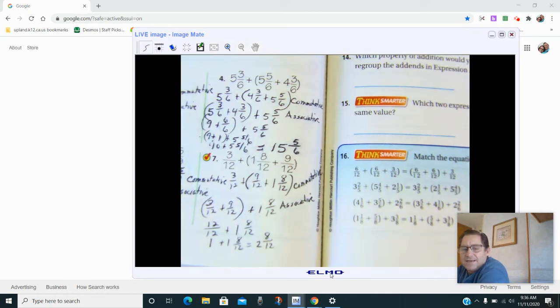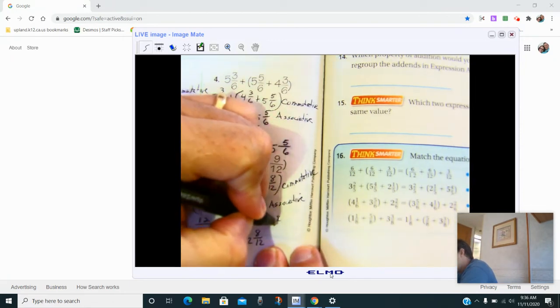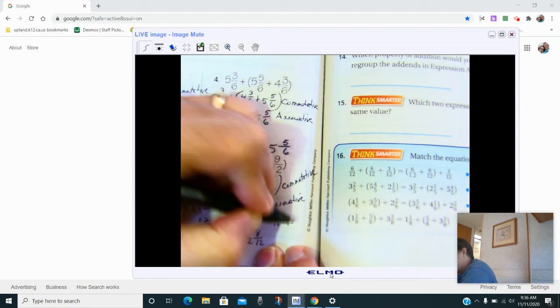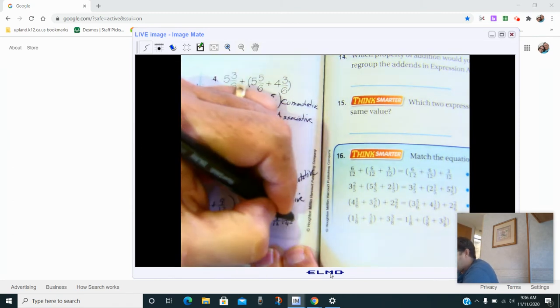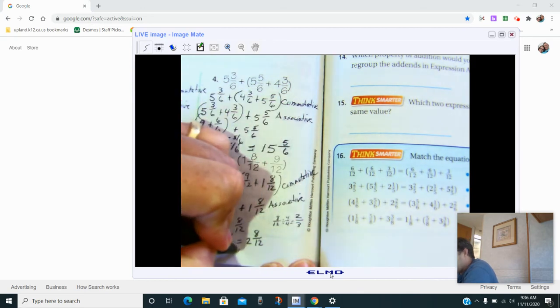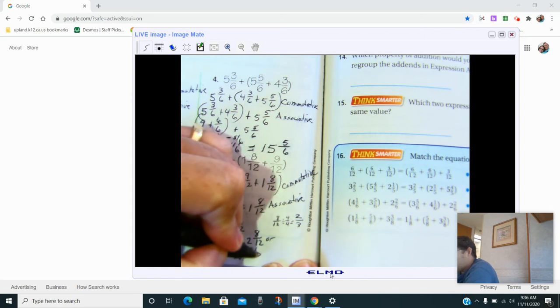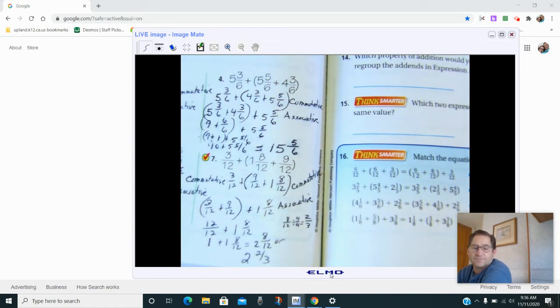Well, you know what? I recognize that 4 is a factor of both 8 and 12. So I can simplify that by dividing by 4. 8 divided by 4 is 2. 12 divided by 4 is 3. So our actual answer is 2 and 8/12, or 2 and 2/3. Okay.